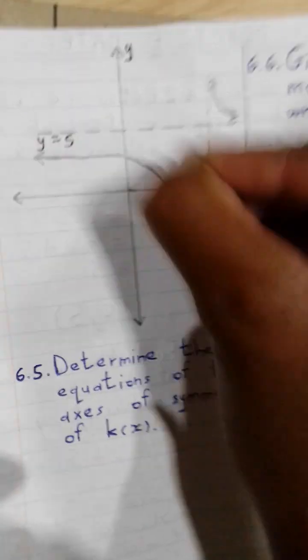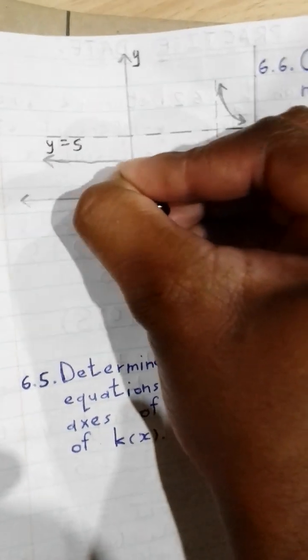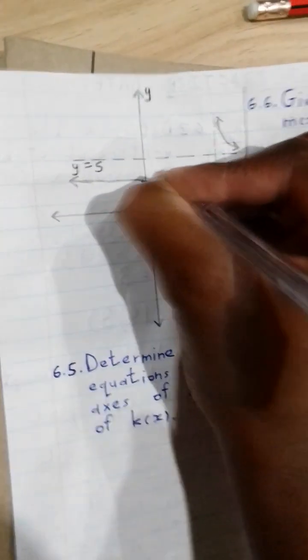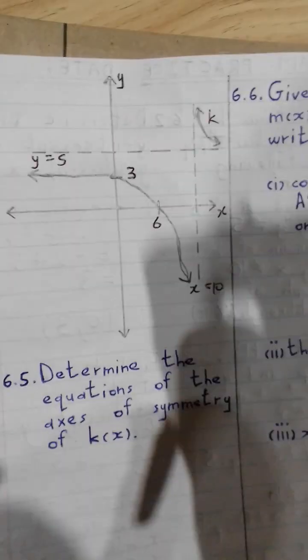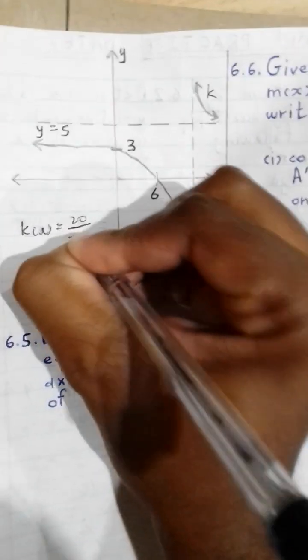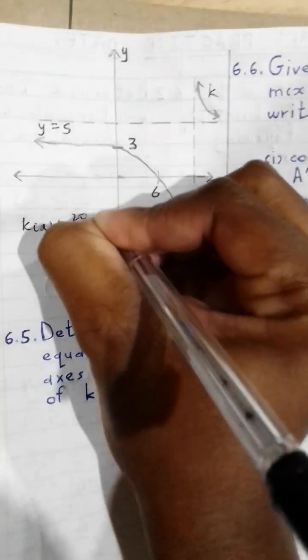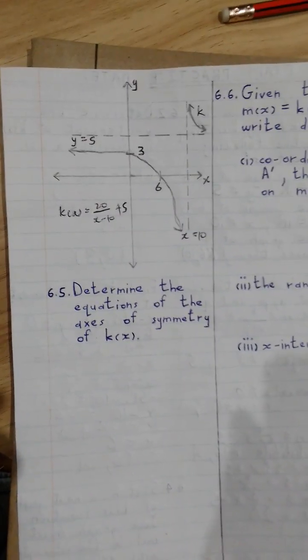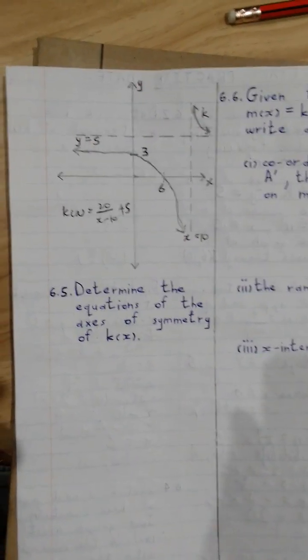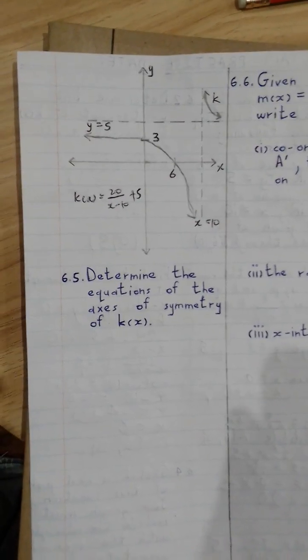X at 6 and y at 3. So this is 3 and this is 6. Right? This is k, and this is the graph of k of x is 20 over x minus 10 plus 5. Okay. You get marks for the shape, the intercept, the asymptotes. Okay.